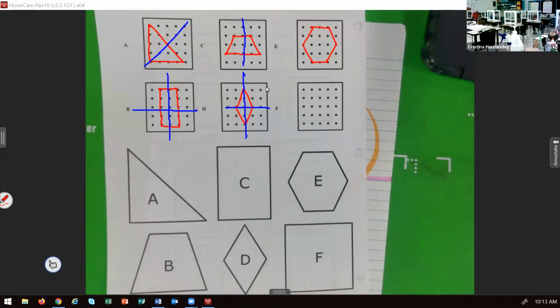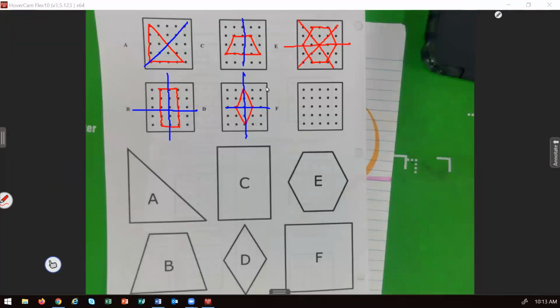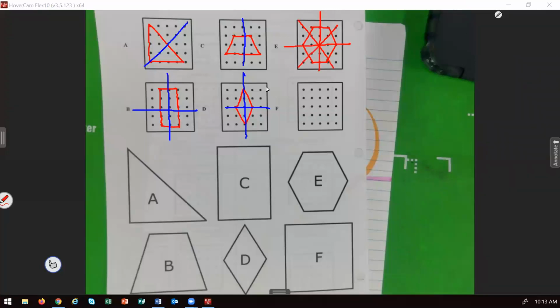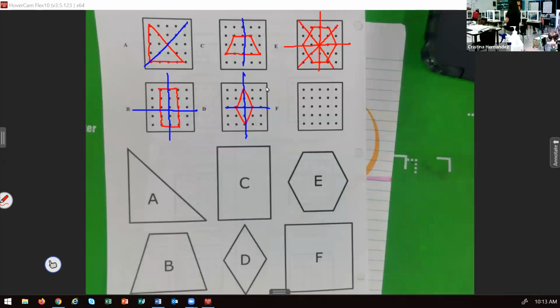Right here, I believe it's like 6, a hexagon, right? Yeah, it's got 6 sides. Something like that. Mine might be a little off, but it is what it is. I believe it's got 6 lines.